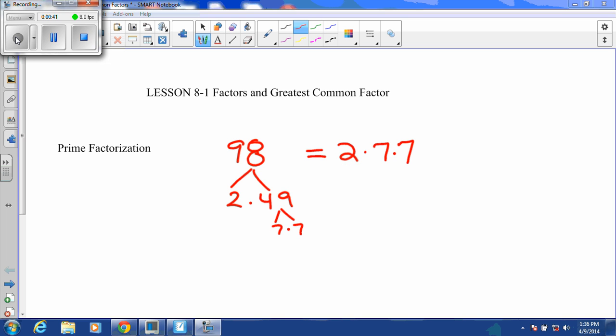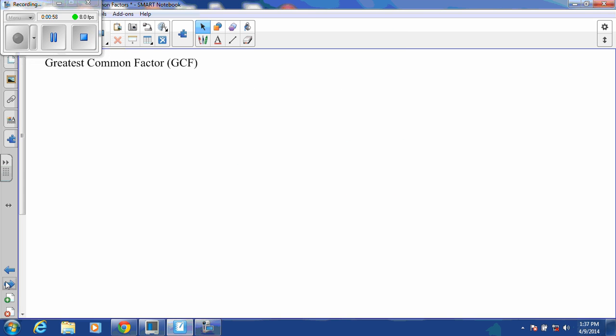There is only one specific prime factorization for every number. There's only one way to break a number apart into its prime factors. Now remember, you can write this in exponential form as 2 times 7 to the second power. If you remember, the greatest common factor of two numbers is the largest factor that goes into both of them.